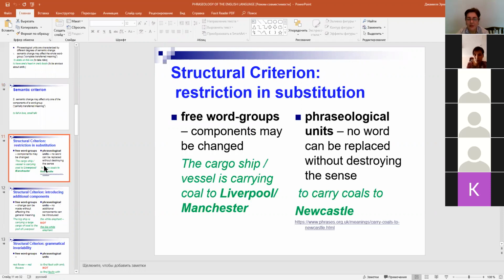What is the structural criterion? There are different substitutions in structural criterion. The first is restriction in substitution. For example, free word groups. In free groups, components may be changed.